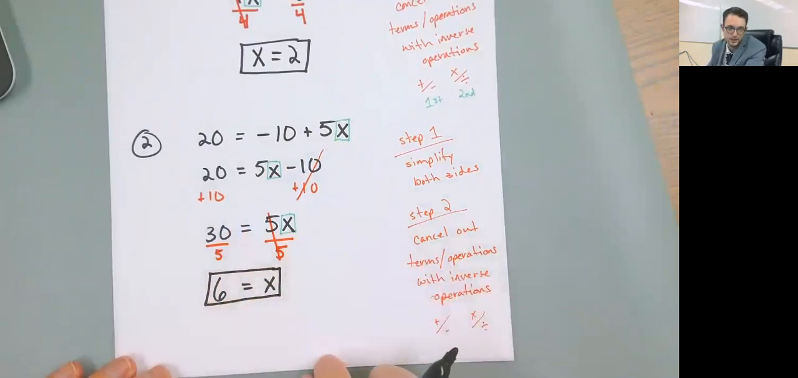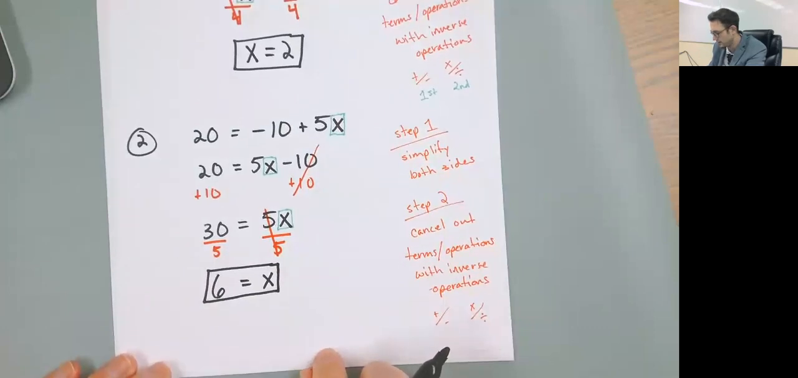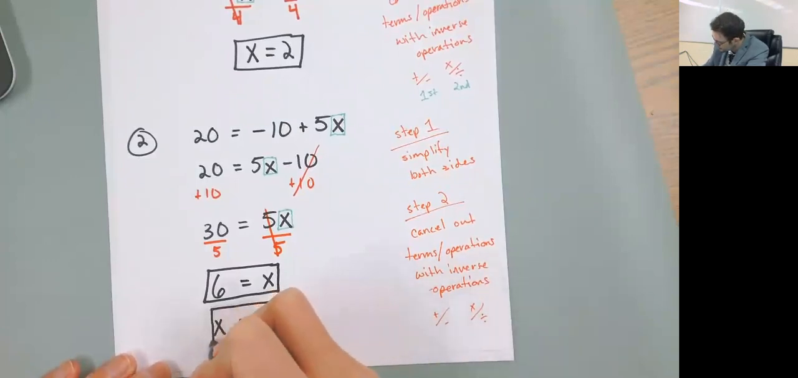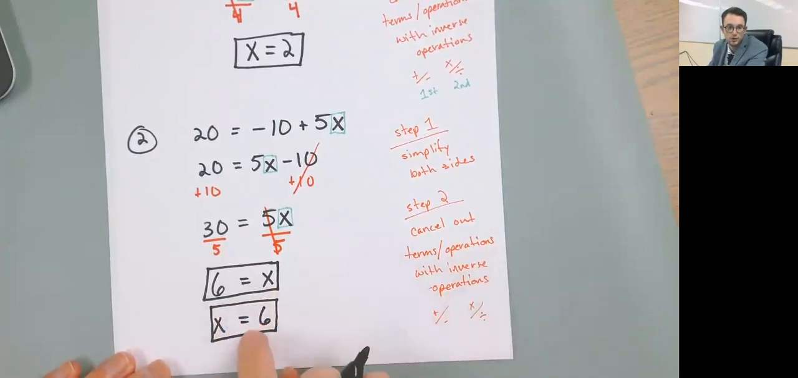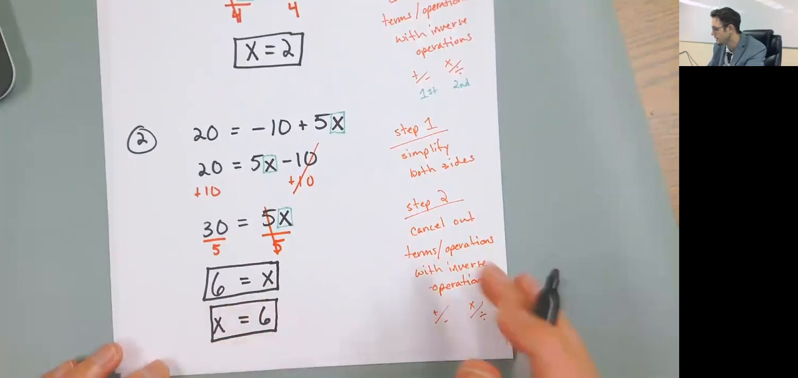I would accept that as the answer. However, what I would prefer more would be x equals 6. I prefer this more, all right? You read left to right, right? We don't read right to left. So this is just more preferred. X equals 6, not 6 equals x. X equals 6, all right?